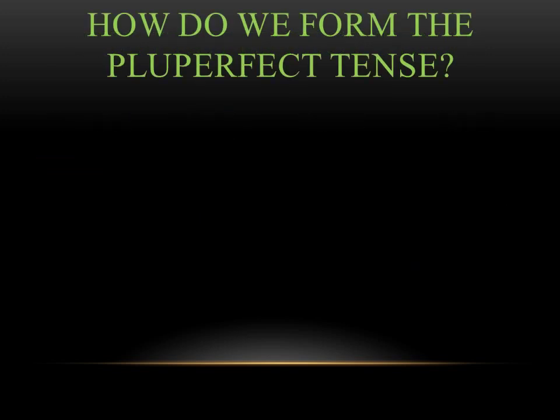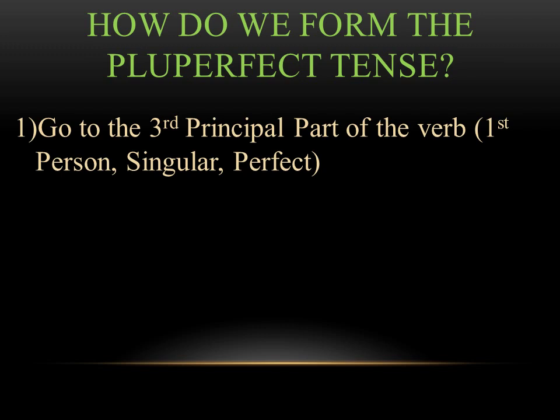So how do we form the pluperfect tense? The first thing you want to do is to go to the third principal part of the verb. And remember, that's the first person singular in the perfect tense. And if you think back, I mentioned at the beginning of the video, pluperfect is related to the perfect tense. This is one of the ways that happens. It's using the same principal part to start its spelling.